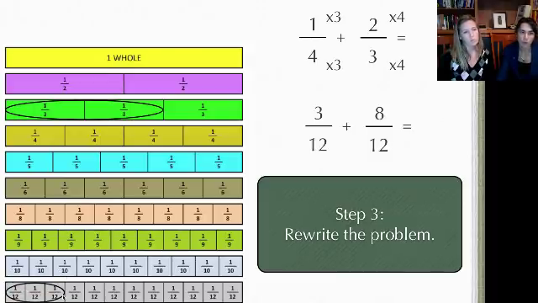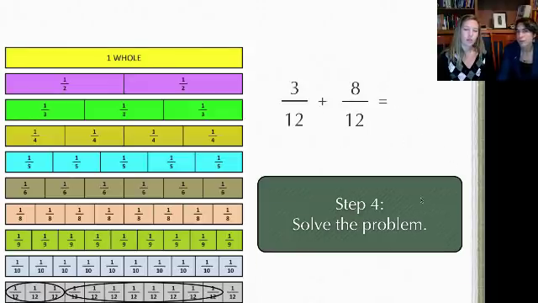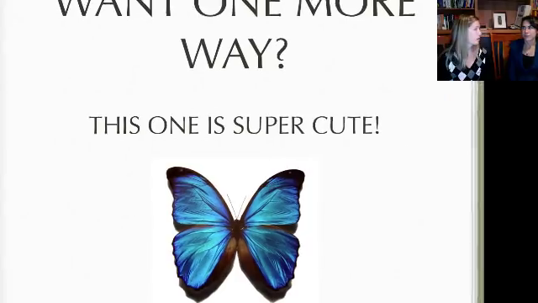So our 1/4 turned into a 3/12, still equal to each other. And then our 1/3 is now 8/12 over here. And this is where it should look nice and easy. You should breathe a sigh of relief. Okay, I know how to do this part. And then you just have to solve the problem. 11/12. So that was another way.